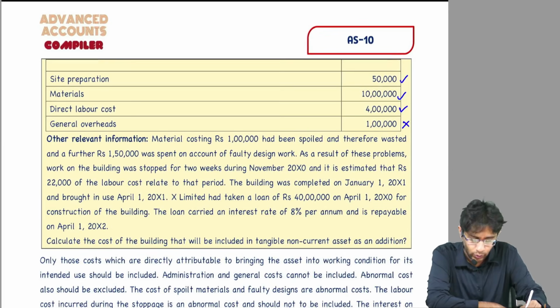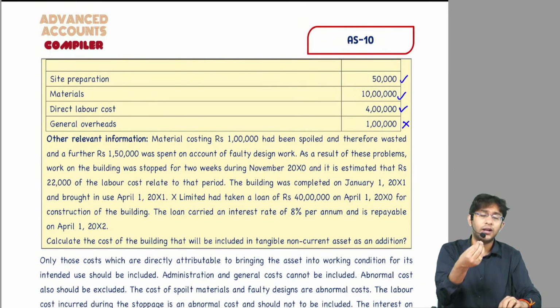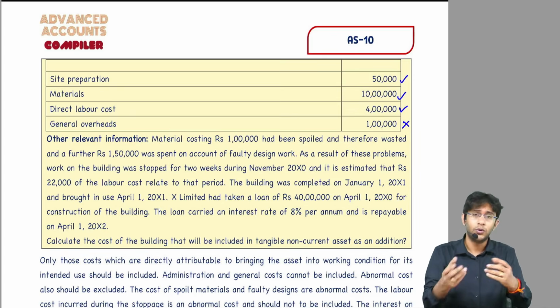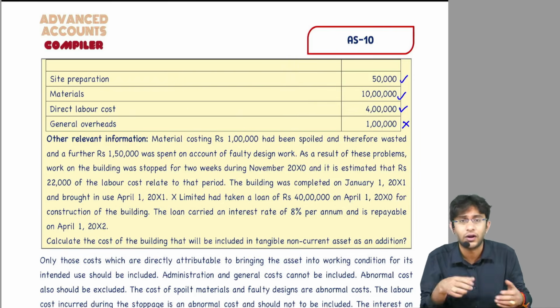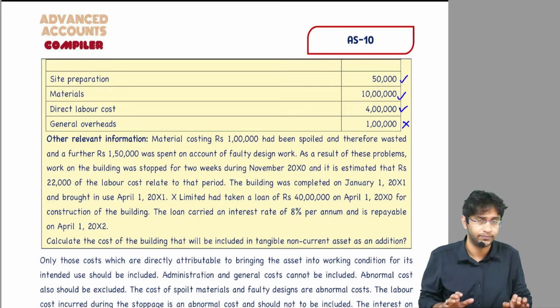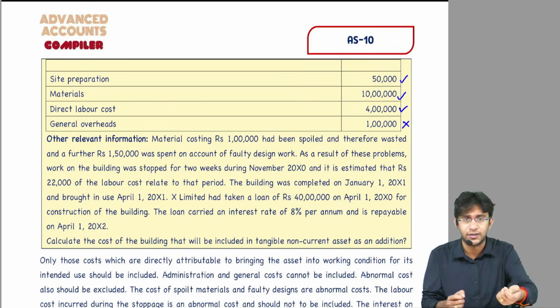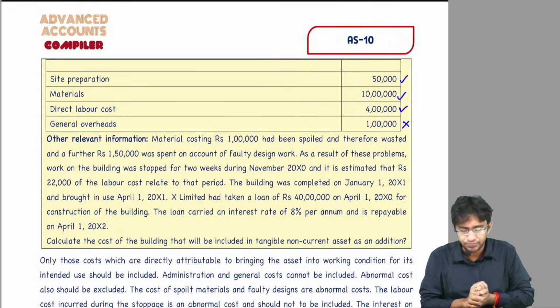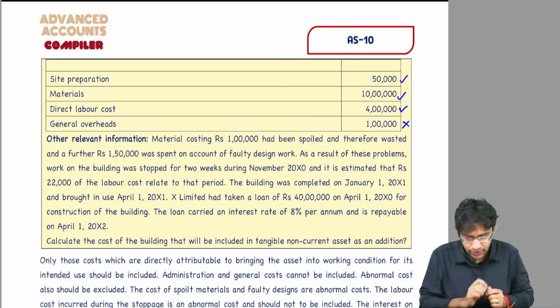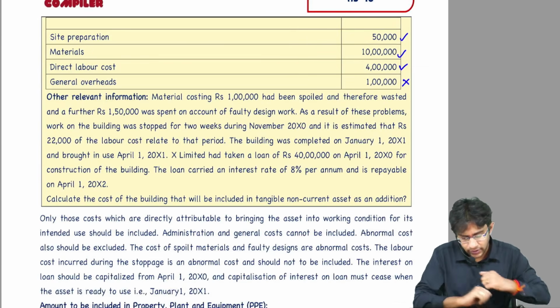General overheads, no. See the name itself. General overheads means these overhead costs you would have incurred anyway, whether or not construction of this asset is happening. They are general overheads. Just because you are also one cost center, they allocated something, like how you do in your costing, service center cost or something will be there. Cannot be capitalized. So everything is looking so straightforward.